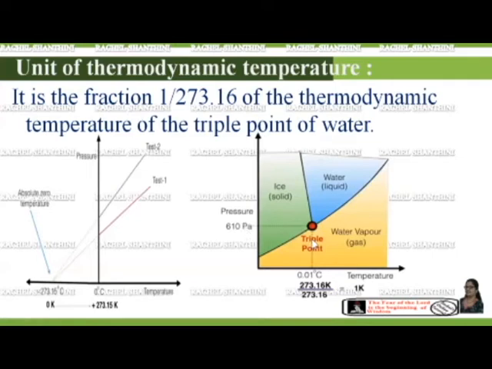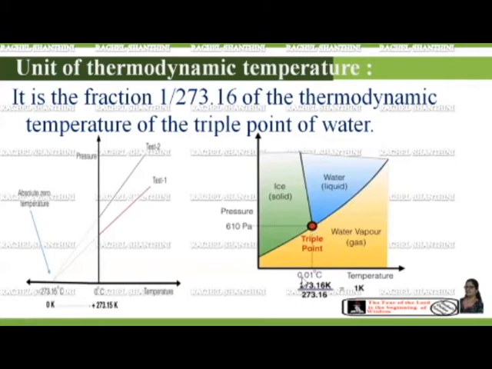Coming to this graph, it shows the variation between temperature and pressure of water. Here in this graph, we could see three states of water. We could see all the three states exist at a point at which the pressure is 610 Pascal and the temperature is 0.01 degree centigrade. At this temperature and pressure, water exists in all three states. So we call it the triple point of water.